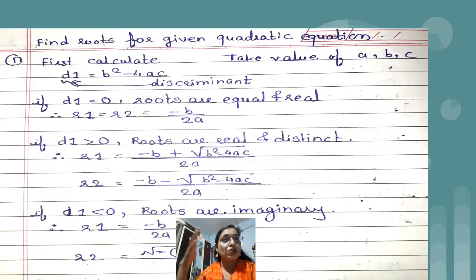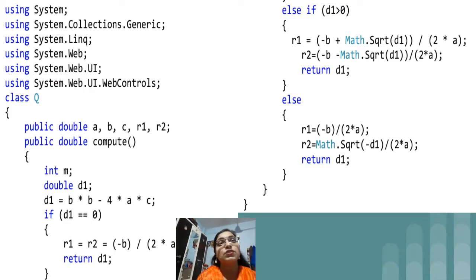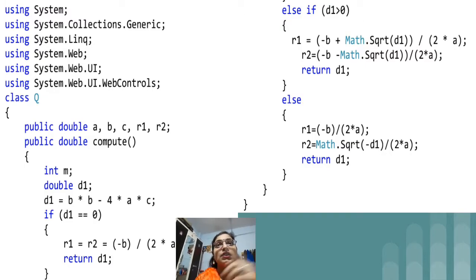Okay, so now we will move to the actual coding part. So this is the coding. In the previous slide, whatever logic I have given, on the basis of that we are going to write this. So just again create a user defined class. Now I have created Q as a class.